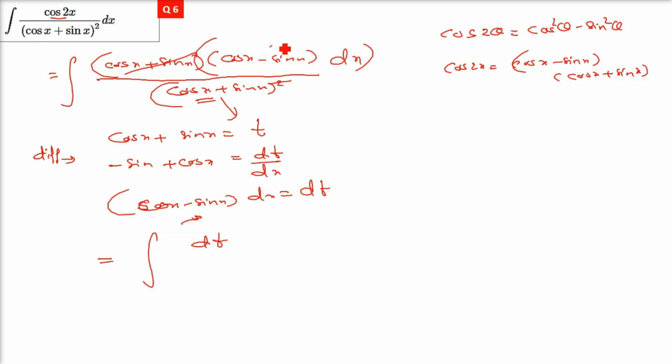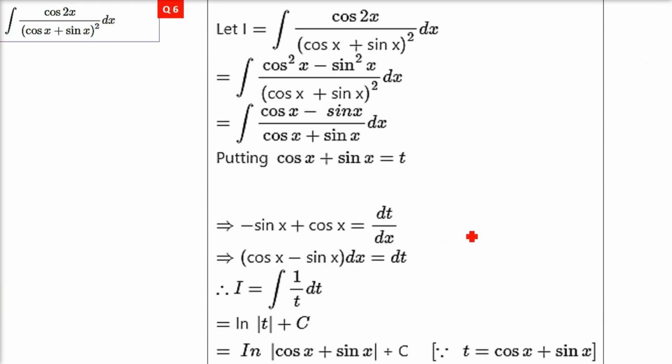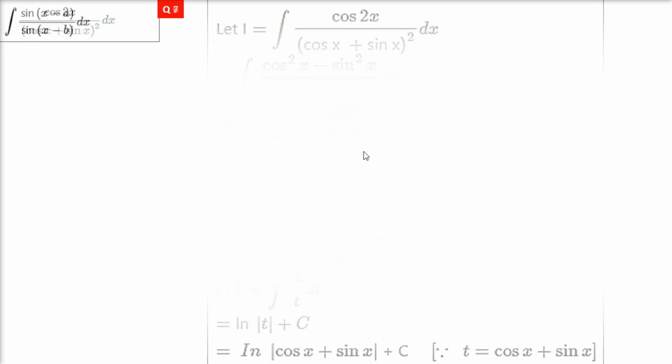The numerator becomes dt, the denominator is t, so it's all about log. So take ln, log base e basically, plus constant of integration, and ln modulus of t. Please remember modulus is essential. So you have ln modulus of cos x plus sin x plus constant of integration. This is your answer. So this is the result I was talking about, and this is the way you're going to write it. It's a neat and clean thing because when I actually explain, I give you all the options we have used.